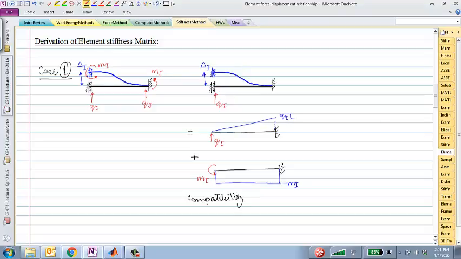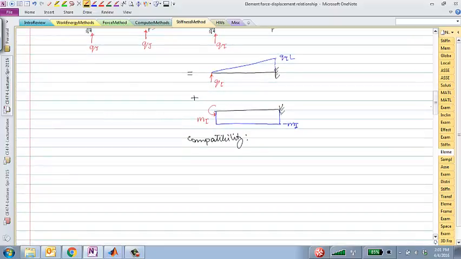compatibility says that I want to find theta I prime, plus, actually maybe I should not call it theta I prime, but let's see, plus Mi times F, and actually since this is a rotation, let me call it alpha I, equal to 0. Does that equation make sense?